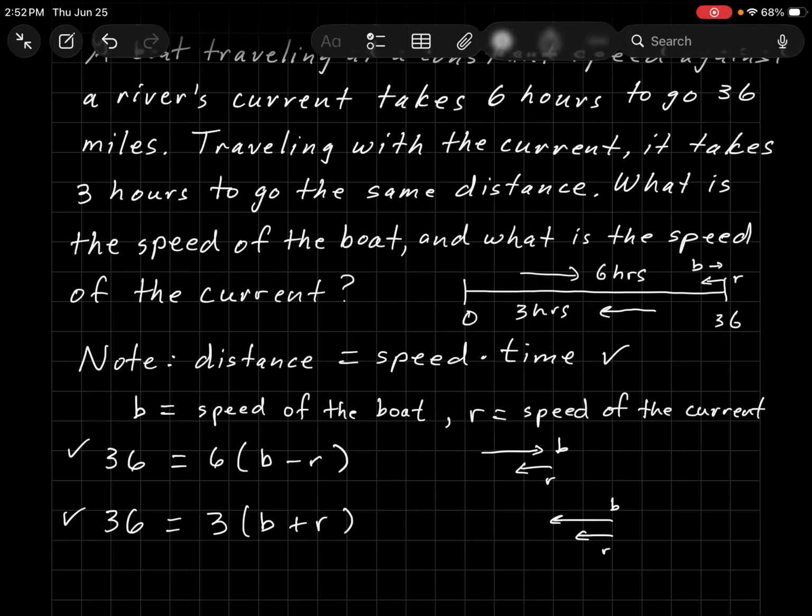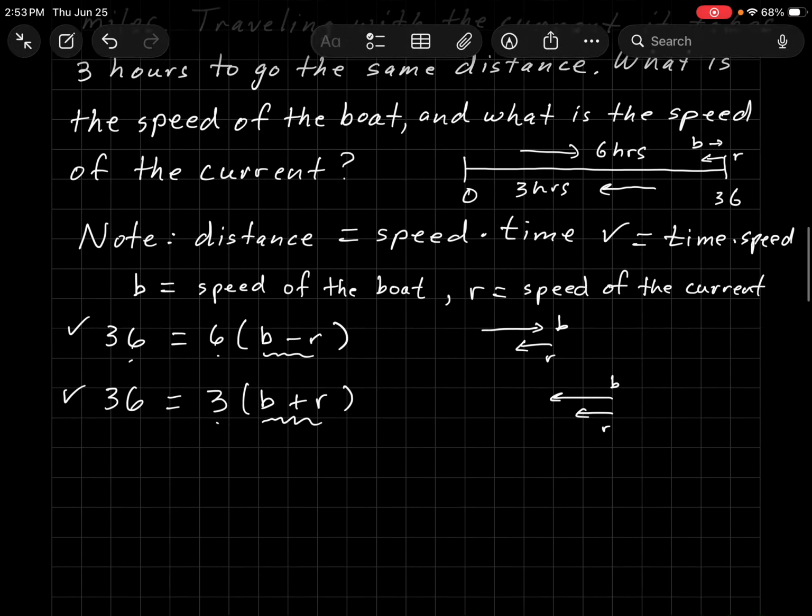I rearranged it. I really wrote distance equals time times speed, just in case you were wondering what I did. So I have the distance equals the time multiplied by the overall speed, the boat trying to go in one way and the river acting against it. But on the way back, I have the overall time, and then the overall speed as well, where the boat and the river are getting pushed along in the same direction, or more specifically, the river is helping push the boat along.